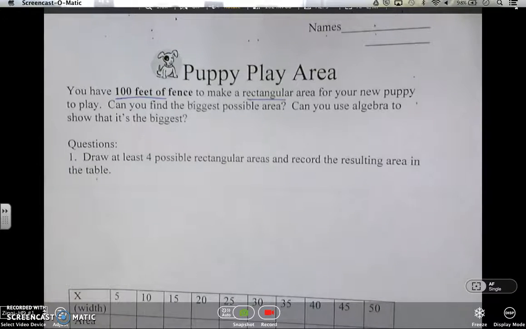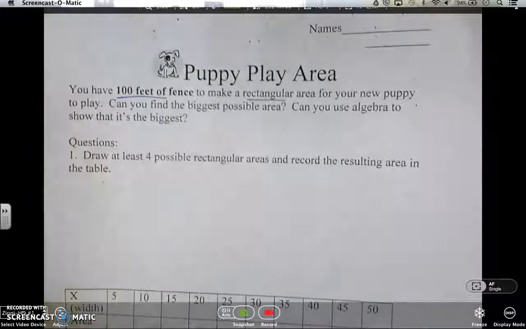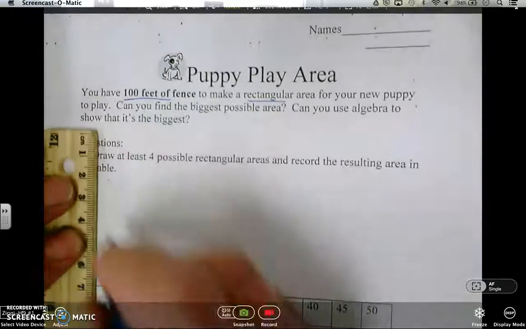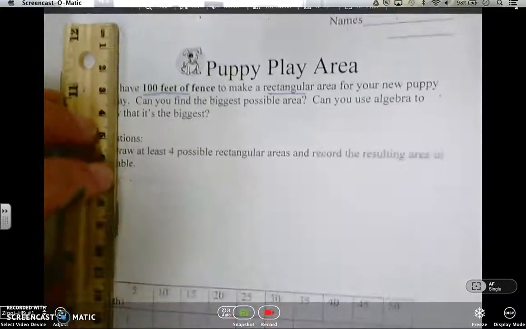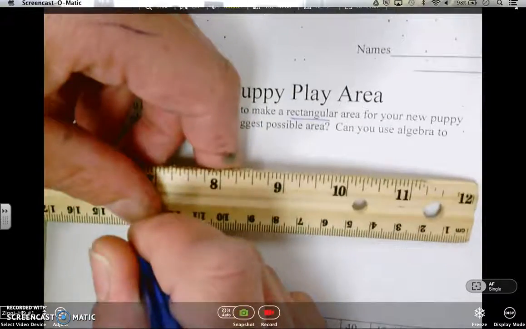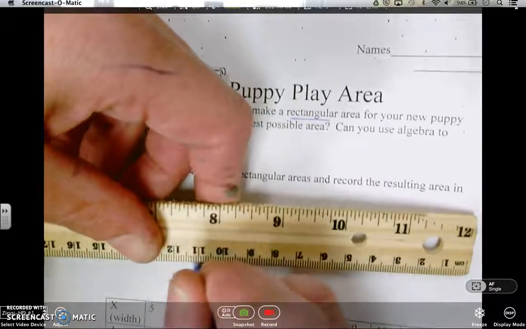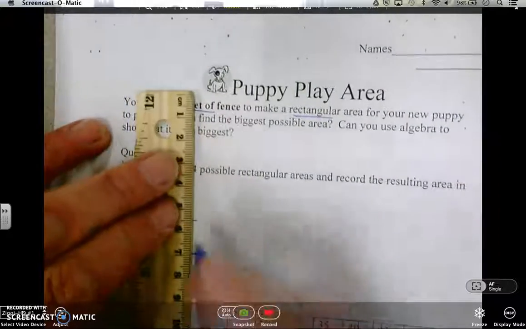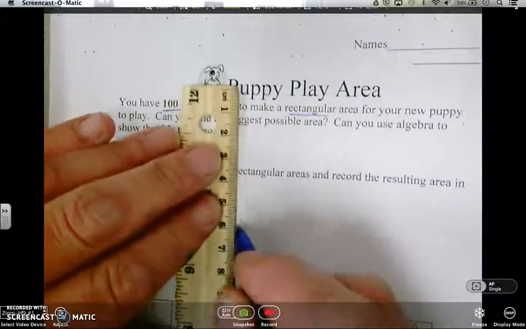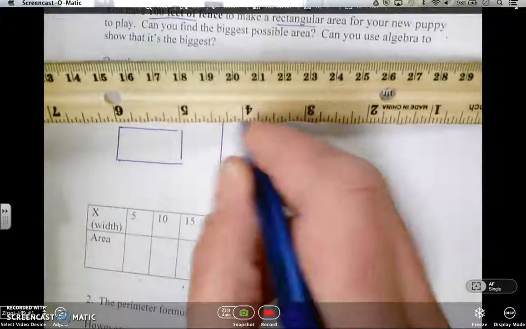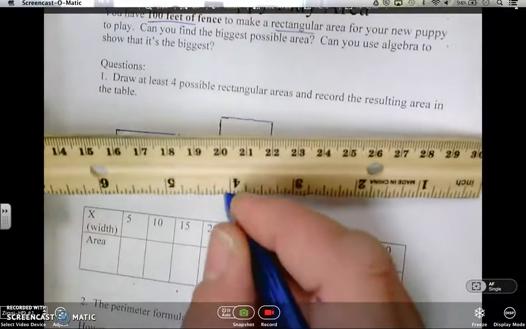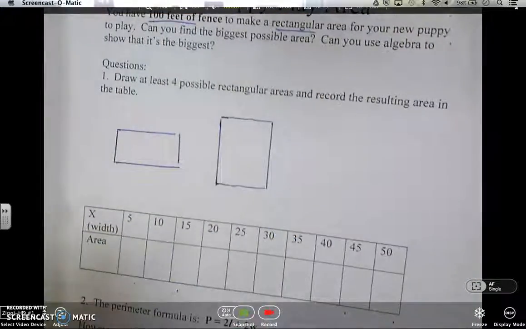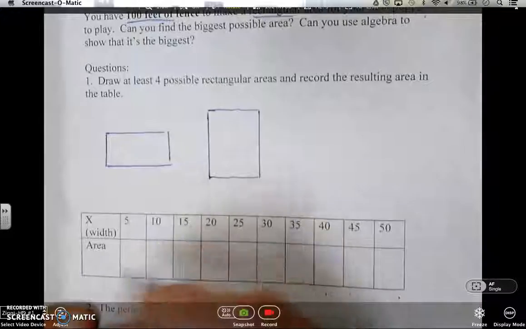So the first step is going to be to make a couple different possible rectangles. So let's make one like this, and one that's bigger this way and this way. Now, as I say, these are not to scale, so don't worry about them. What we're going to try and do is run the numbers.